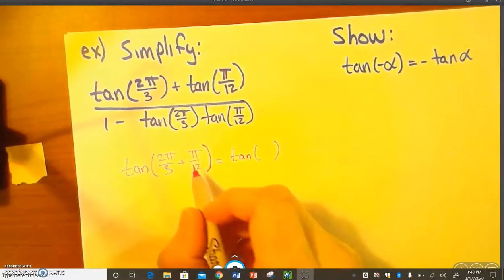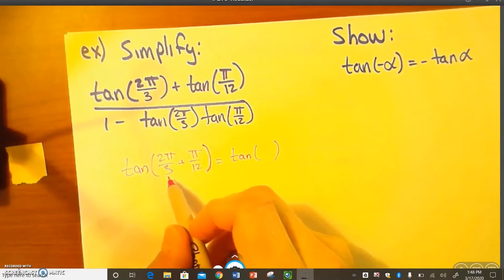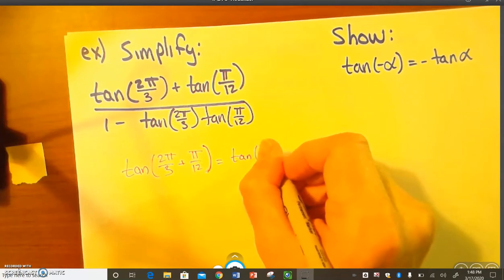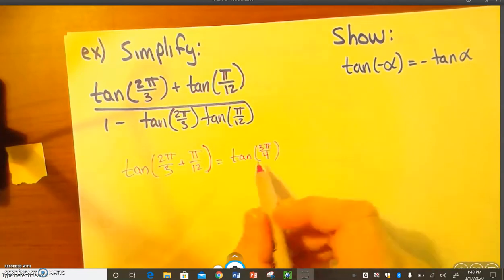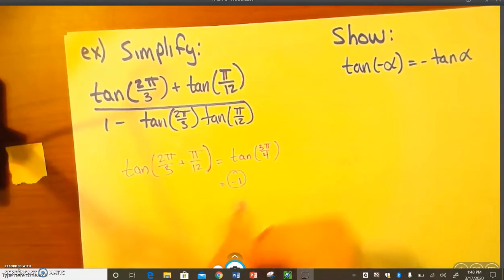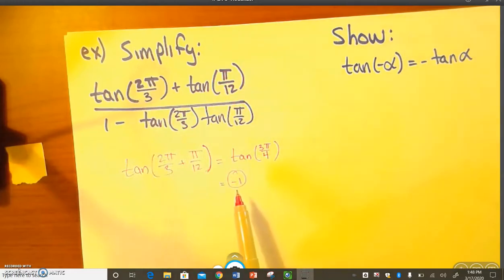So combine these two together, you end up getting 2/3 pi is really 8/12 plus 1/12 is 9/12 pi, which is 3 pi over 4. Tangent of 3 pi over 4 is -1. Okay, so all of that complicated mess simplifies quite a bit.